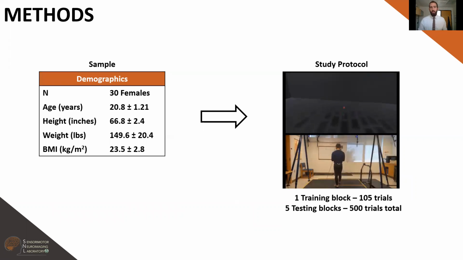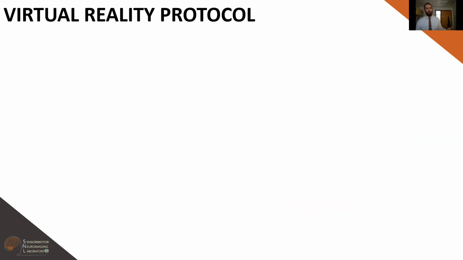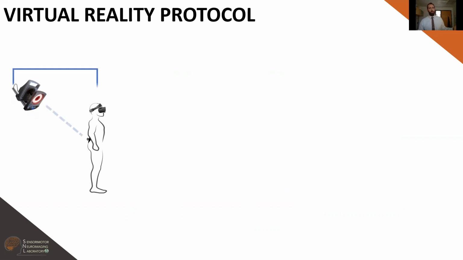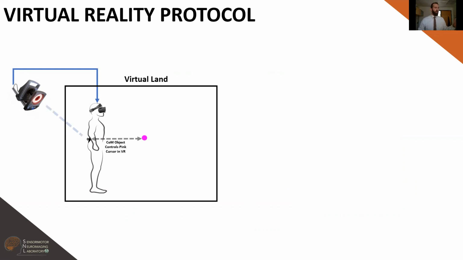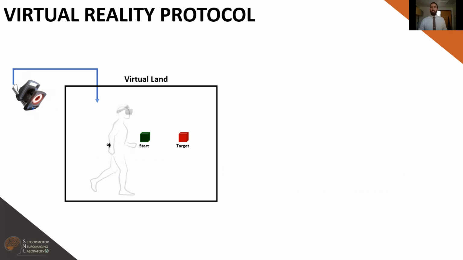To do this, 30 healthy females completed a VR protocol where they moved their center of mass to various targets with a single step while receiving limited visual feedback. In this protocol, participants control a pink cursor in VR with reflective markers placed at their center of mass. Motion capture cameras record the marker's location and stream it into the VR headset. The goal is to get the cursor into the target box, but they only get to see it midway through the movement. This forces them to estimate their body position as they step toward the target. When they feel they're in the right spot, they push a button that shows the actual cursor location.